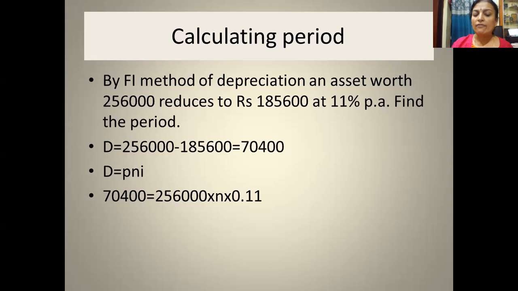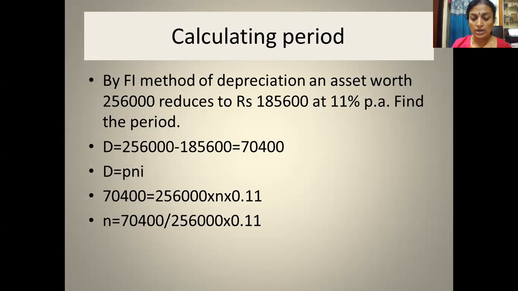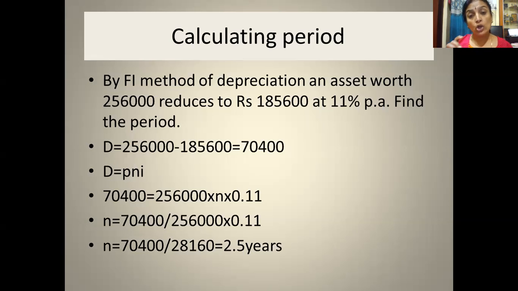So now multiply 2,56,000 into 0.11. Here, N is the unknown value. N should be taken to one side of the equation and all other known values should be taken to the other side of the equation. That is 70,400 divided by 2,56,000 into 0.11. 2,56,000 into 0.11 is 28,160. So 70,400 divided by 28,160. So N is equal to 2.5 years. Hope you have understood how we calculated with the help of the formula D is equal to PNI.